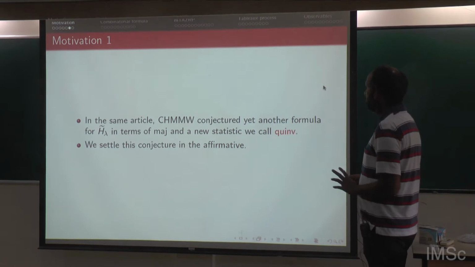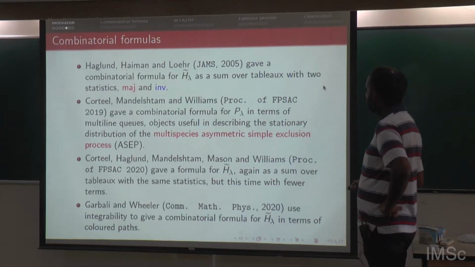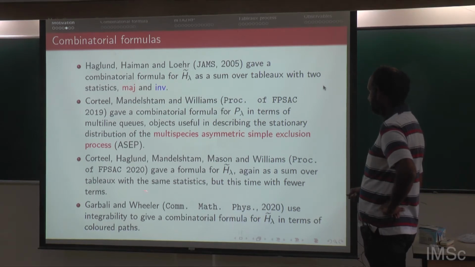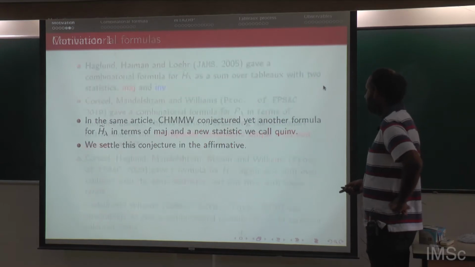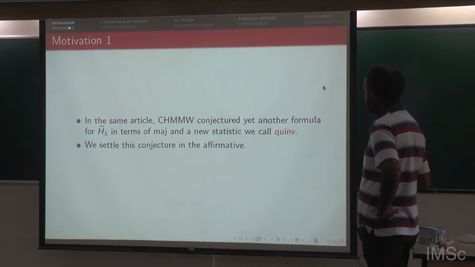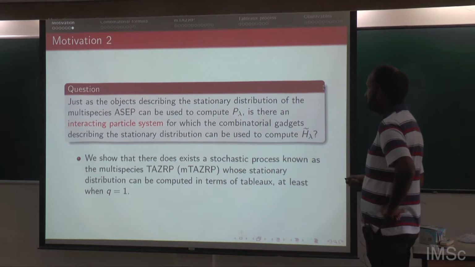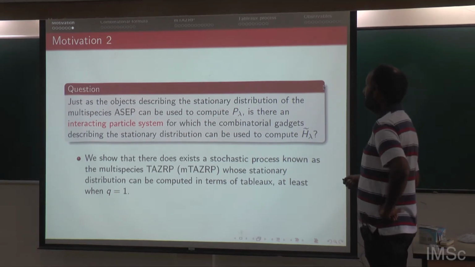Okay, so the motivations for our work are two. In the article that I mentioned before, these people, so I'll just call them CHMMW, gave a conjectured formula using MAJ, the statistic that I mentioned before, and a new statistic that we'll call QUINV. And in the first paper, we settled this conjecture in the affirmative.